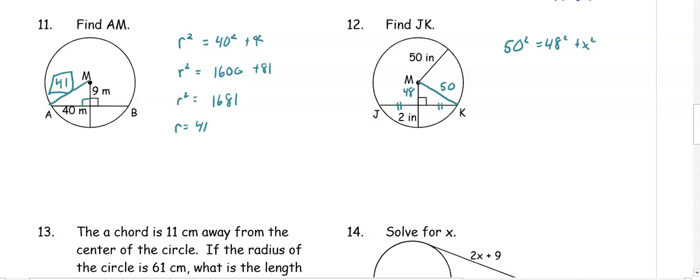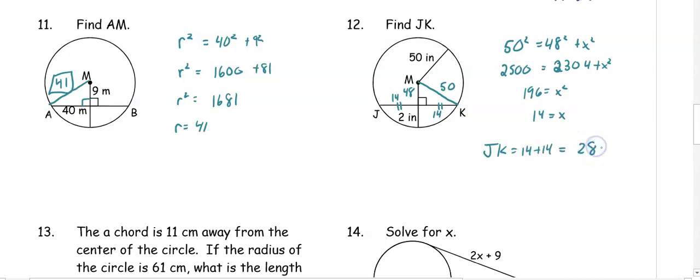We can square our numbers. So 50 squared is 2,500 equals 2,304 plus x squared. We can subtract from both sides. 196 is equal to x squared. So x is 14. If both parts of our chord are 14, then JK is 14 plus 14, so it's going to have a total length of 28 inches.